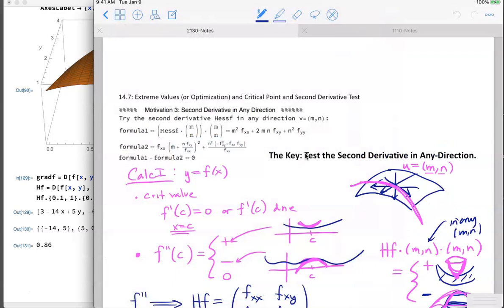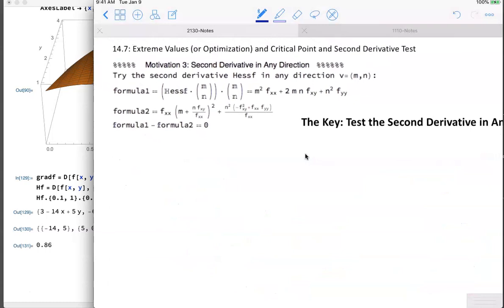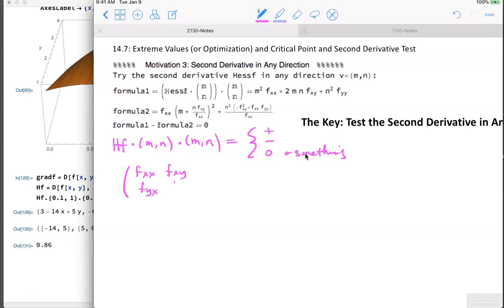So let's go to this page now and clear it, and we'll work out exactly what we were trying to do. So as promised, I'm trying to compute the Hessian in any possible direction. And I would like to see if that is positive, negative, 0, or something else. We'd like to analyze this case. Okay. Now when you look at the Hessian, fxx, fxy, fyx, fyy, multiplied by the vector mn, so we do the second directional derivative.